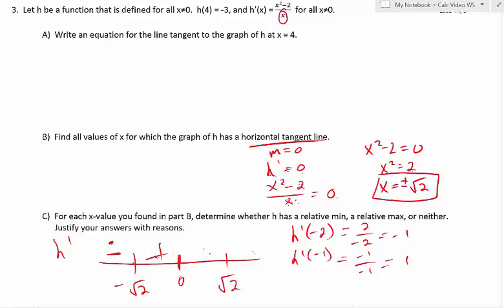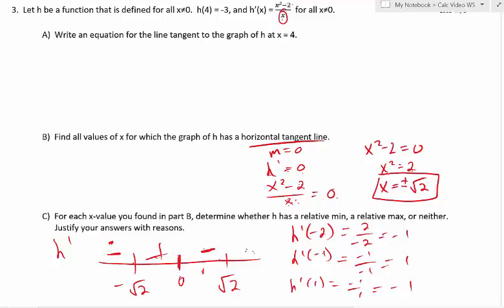Testing this interval, a representative number would be like +1. I'm going to plug 1 into the derivative. I would get 1 minus 2 over +1, which is again a negative result. So these numbers that we're picking actually represent any number you'd find on their interval.